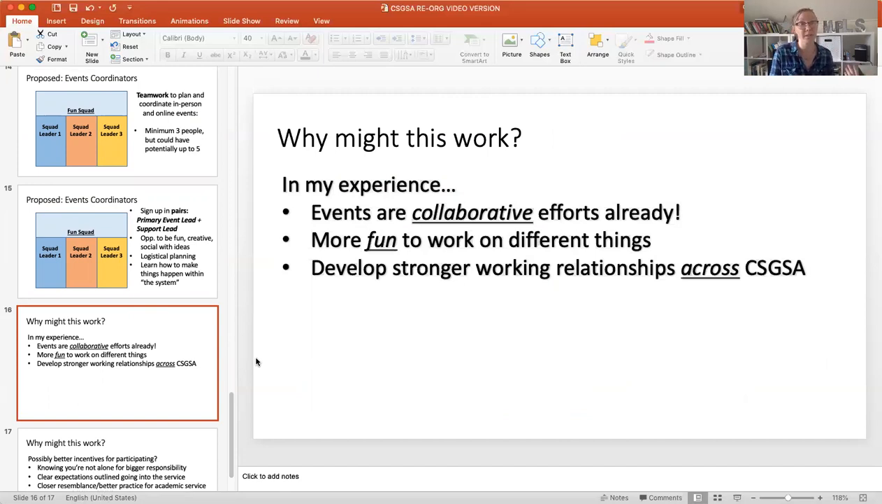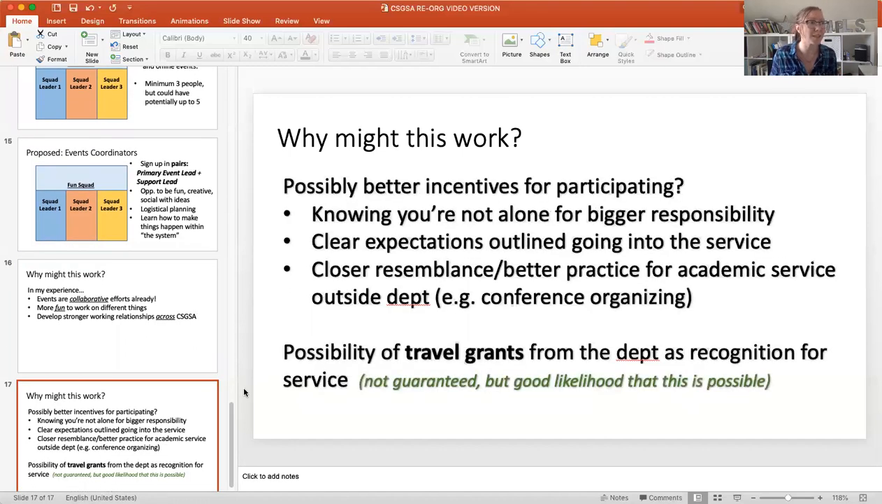So I've noticed that I tend to work more commonly with one or two other people. But if we had this kind of shared leadership structure and we're rotating around sharing some of the responsibilities, we actually might get to interact more with different people across the organization. There's also possibly going to be better incentives for participating. So knowing that you're not going to be completely alone, having some kind of big responsibility, I think is a really good way to make sure that it actually feels feasible and manageable to you.